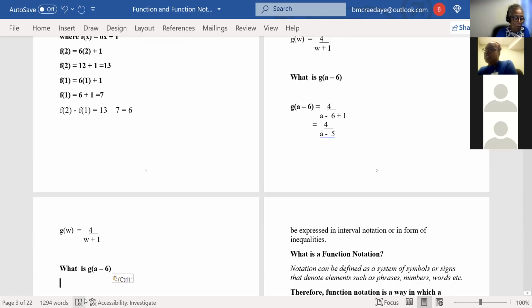Now, suppose I had two variables, like G of X plus Y. All right. So what would G of X plus Y be? What would be the answer?